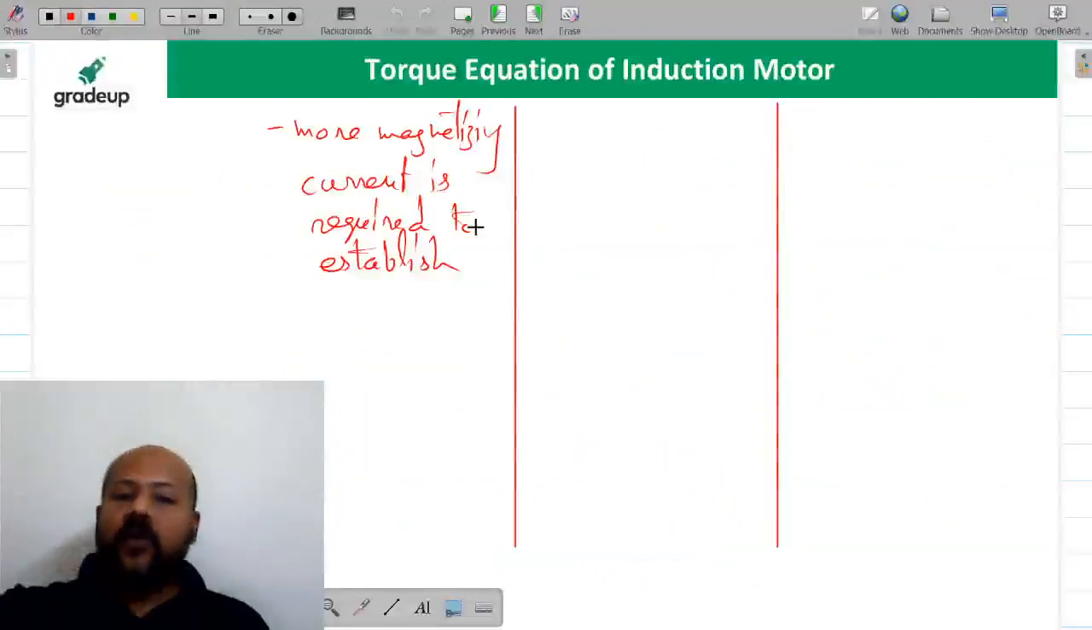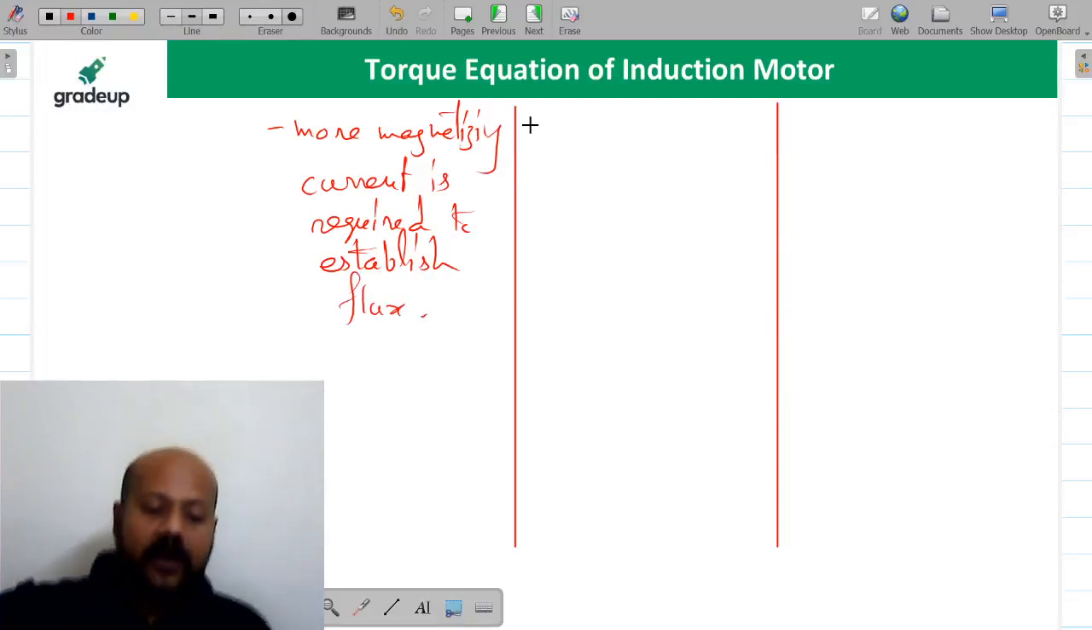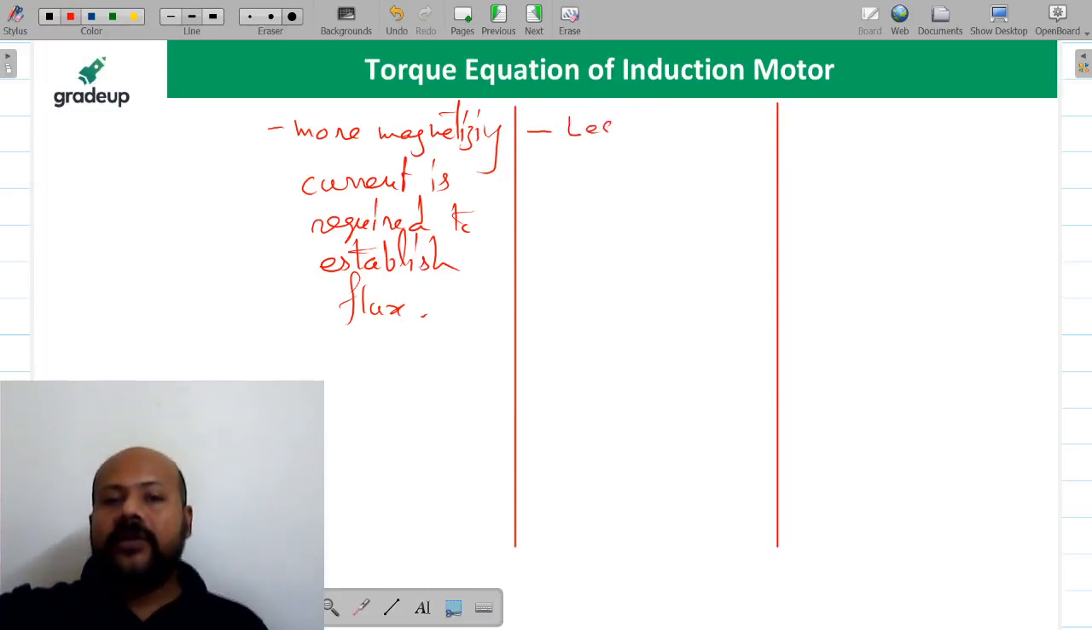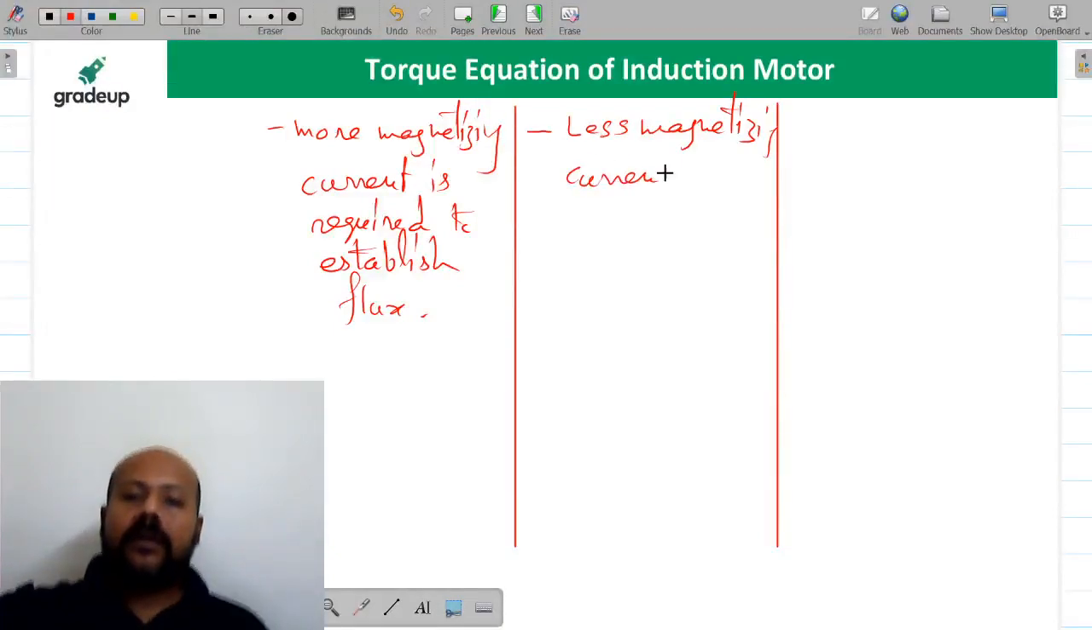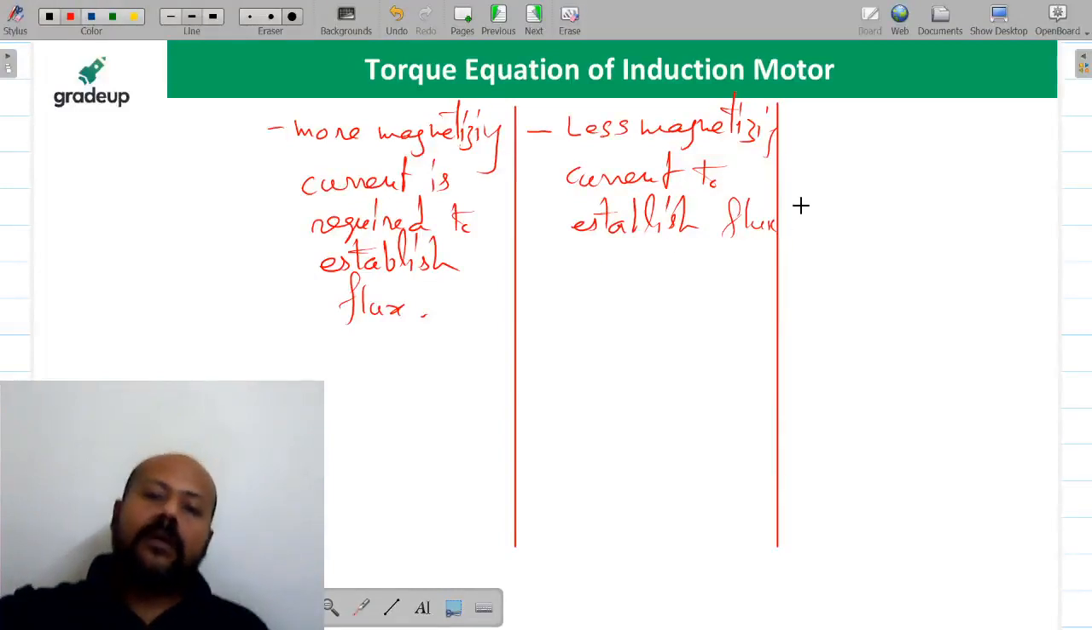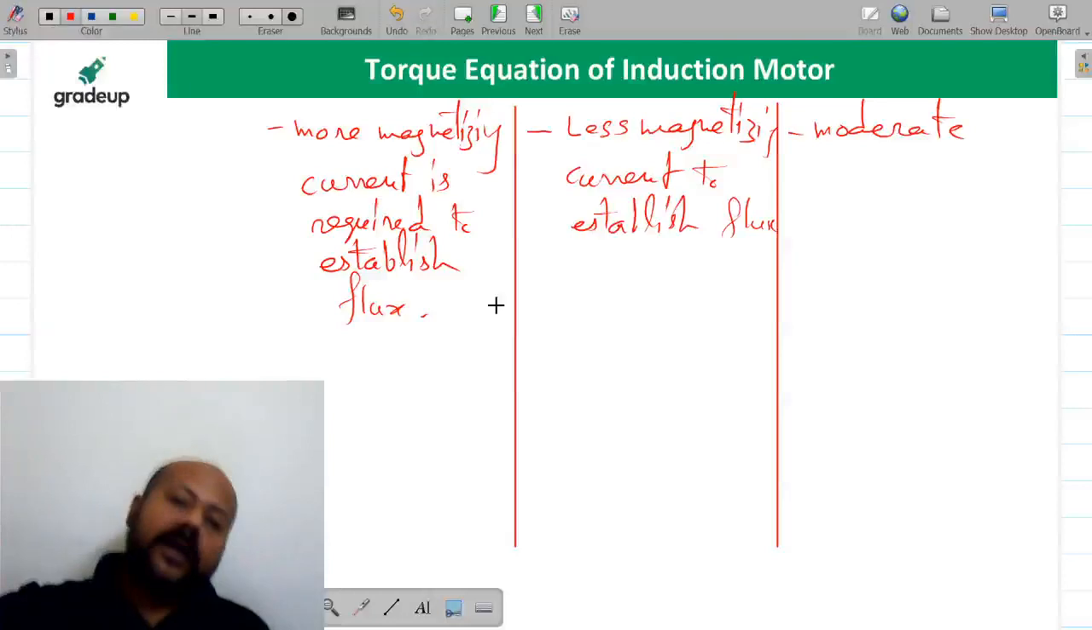Now if you are having open slots, more magnetizing current is required to establish flux. Okay. If you come to the closed slots, it is going to have less magnetizing current to establish flux. If you come to the semi-closed, then it is going to be moderate.